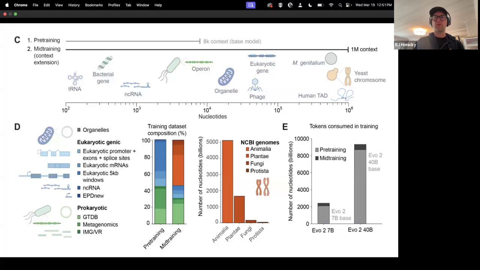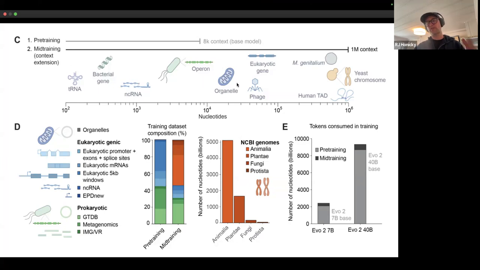So this is information on how they train the model. Interestingly, the way they thought about this: as is common with long context models, they do a base training, and then they extend the context in what they're calling mid training. The way they think about this is, what are the genetic units that we can fit in, say, an 8K context length?